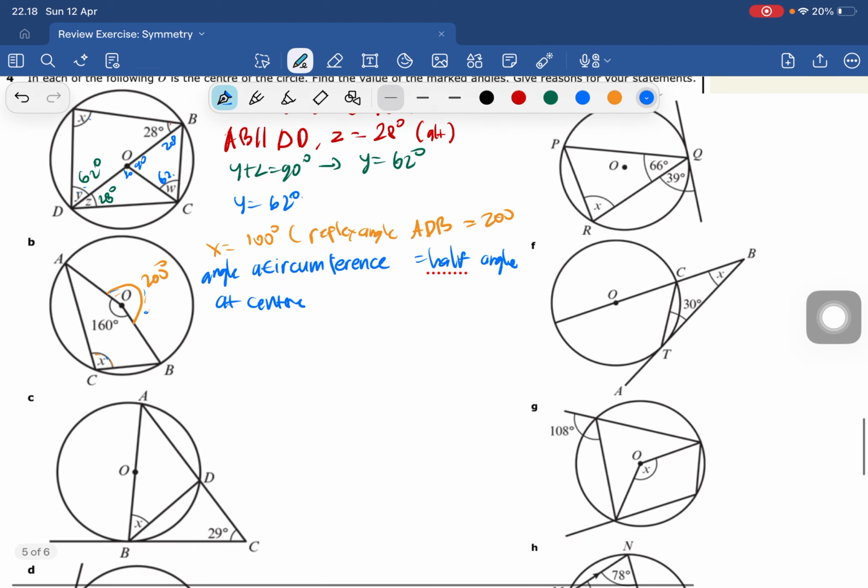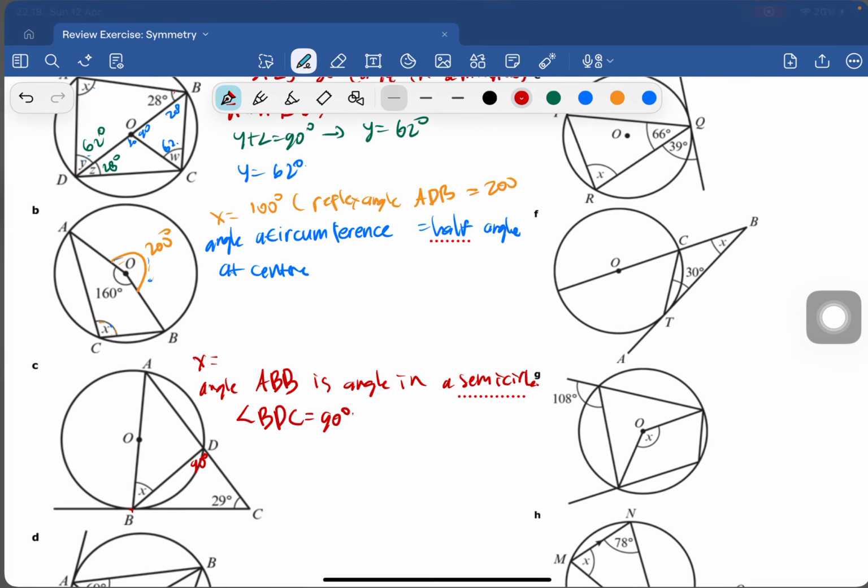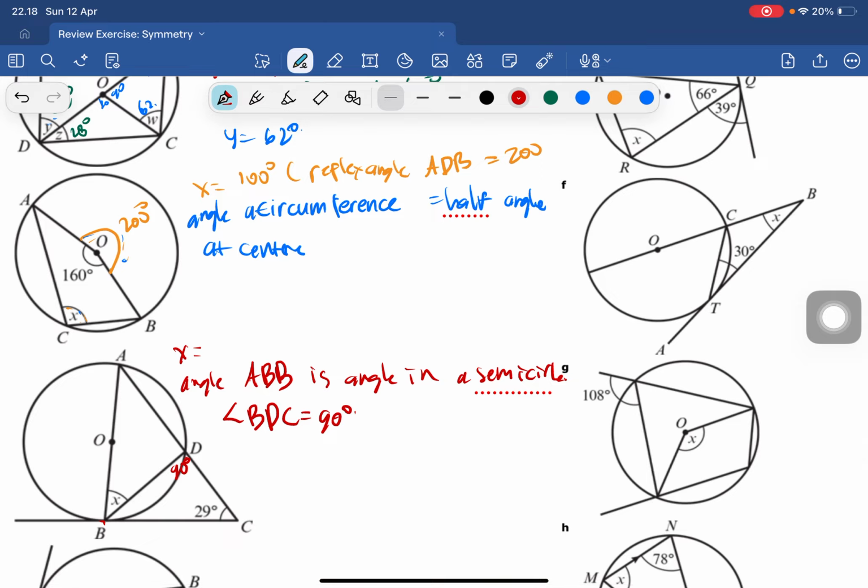Okay, let's go to C. Okay, we need to find it X. Okay, here X. So we can see the angle ADB. Here ADB is angle in a semicircle. So the angle of here BDC is gonna be 90 degree. Here is 90 degree. Okay, so we can just use it here.